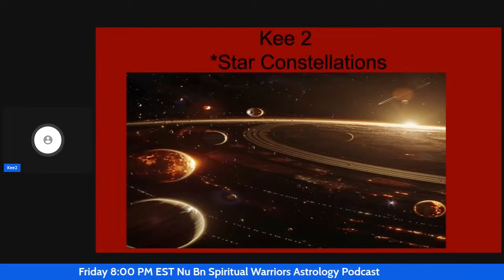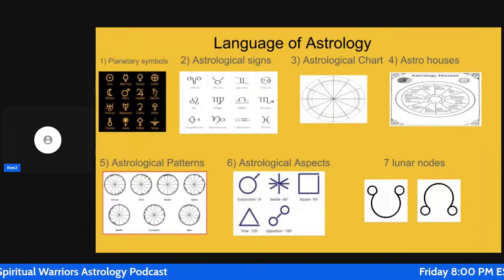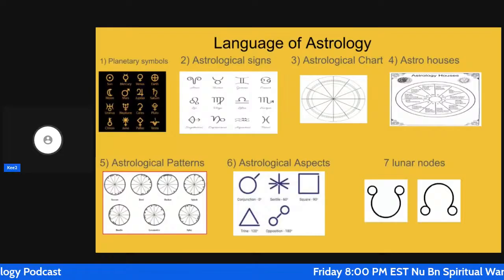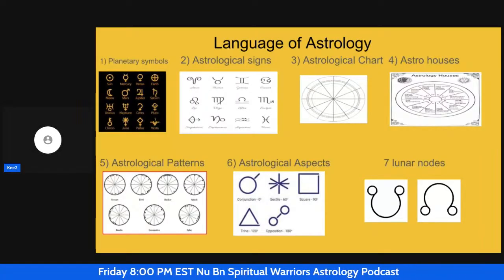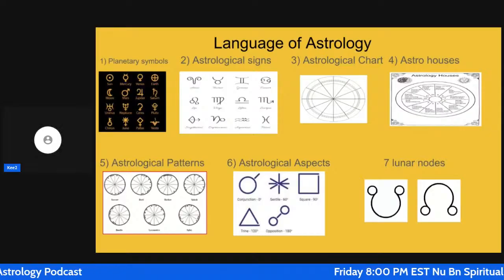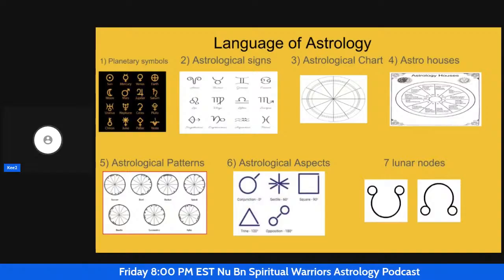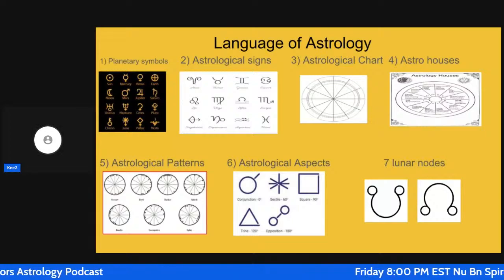Key 2: Star Constellations. In learning the language of astrology, there are some basic components that you must be aware of. So one is the planetary symbols. You must be able to recognize these symbols and what planets they refer to. For example, the first one with the circle and a dot is the symbol for the sun.